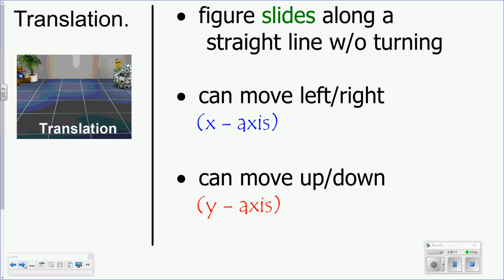It doesn't turn, it just goes straight. It can go up and down or left and right. So if it's left and right, you're talking about the x-axis. If it's up and down, you're talking about the y-axis.